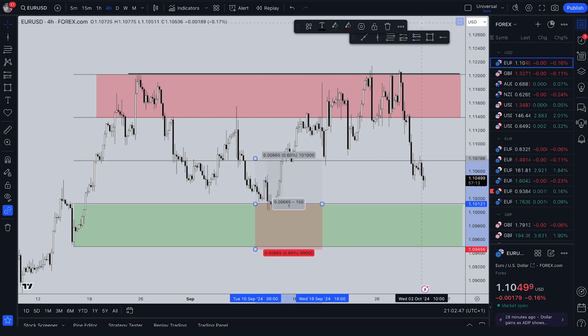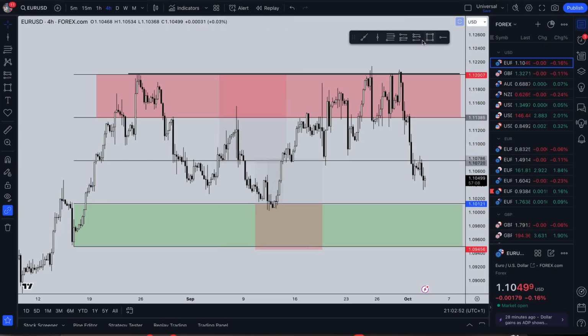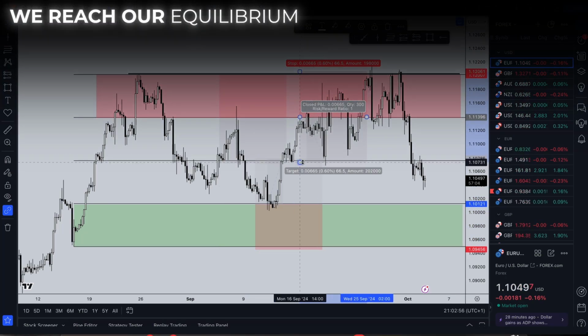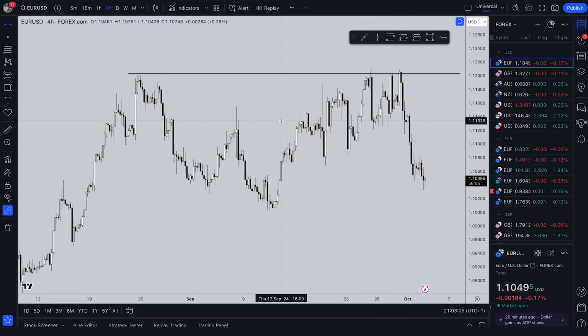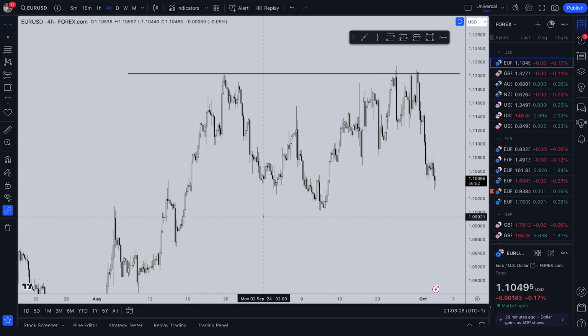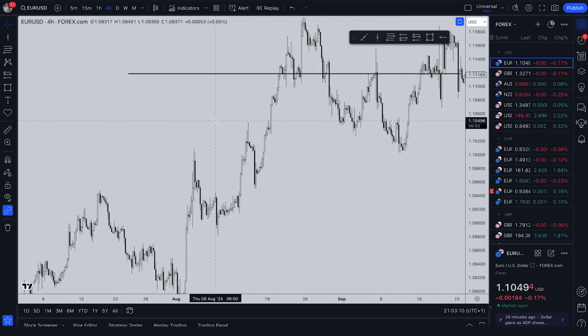Once again, buy down here, you can sell from up here, again sell here, we reach our equilibrium, that is the main point, and once again we come up and then come back down. So how are we going to ensure that we have a high win rate? Because not all the time it's going to work. If you were trying to do it here, it might not work.